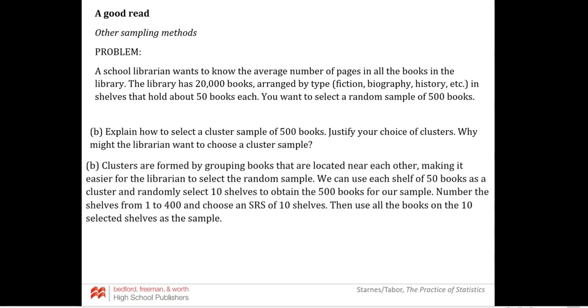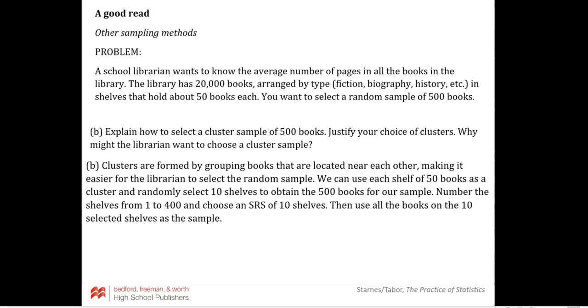This is what they said. The groups are located near each other. So again, clusters, they're located near each other. It's kind of easy to do. We can use each shelf of 50 books and randomly select 10 shelves. So we're randomly selecting 10 of them to get the 500 books. Number the shelves from 1 to 400. Choose an SRS of 10, remember, a simple random sample of 10 shelves, then use all the books on those 10 shelves as a sample.